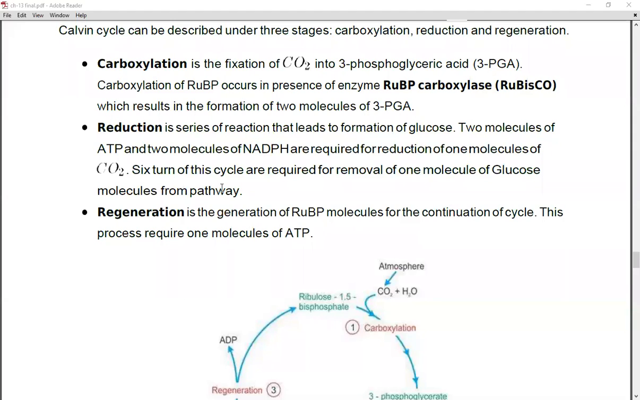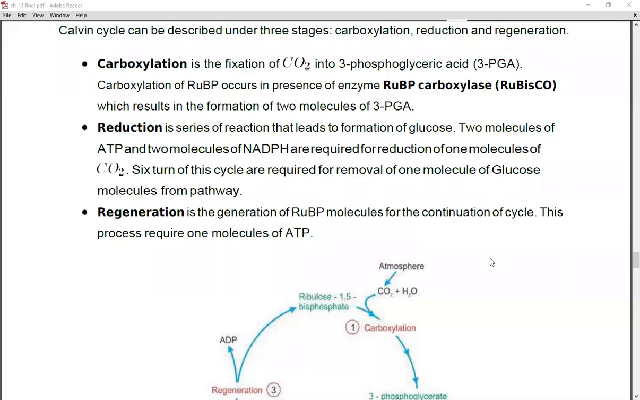And 6 turns of this cycle are required for the removal of 1 molecule of glucose. Now, as you know, the molecular formula of glucose is C6H12O6, right? So C6 means you need 6 carbon atoms, right? That is, 6 carbon atoms should be present, right?